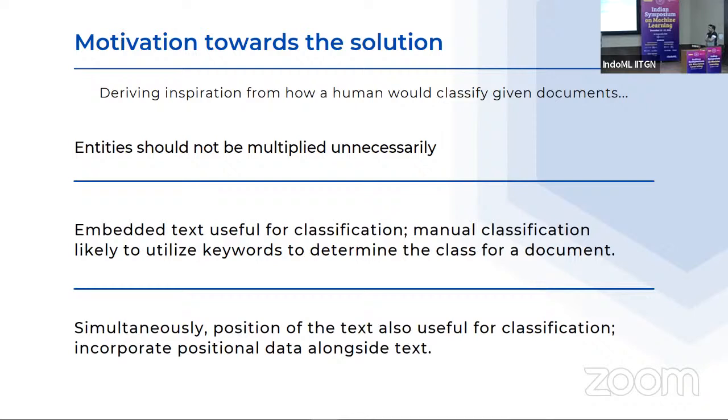When you look at a particular document, you look at the text, and you keep that text in mind, so we will use the text for the classification purpose. And you also consider the position of the text, where it is lying in the document. That was also a motivation for us for what we would include in our final classification model.